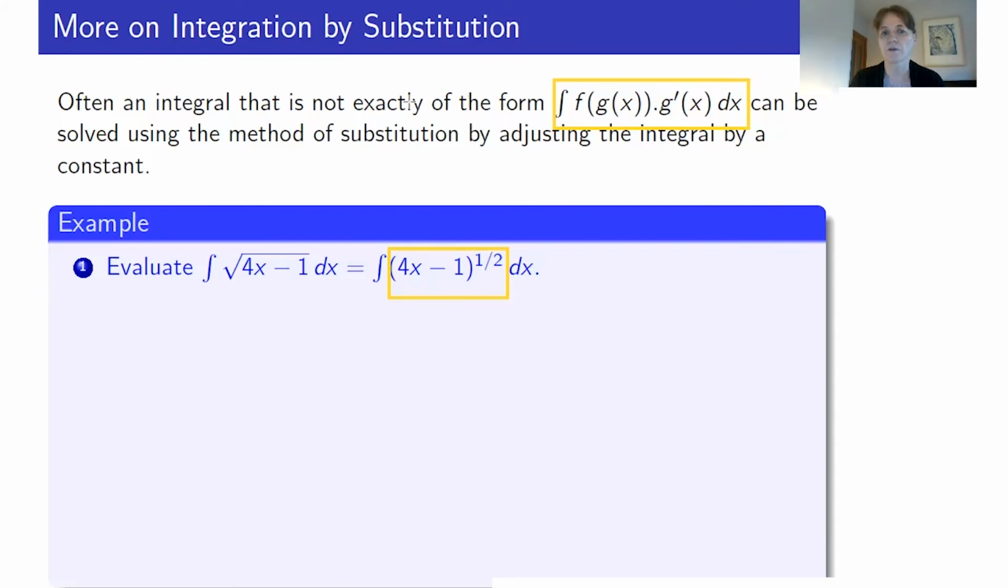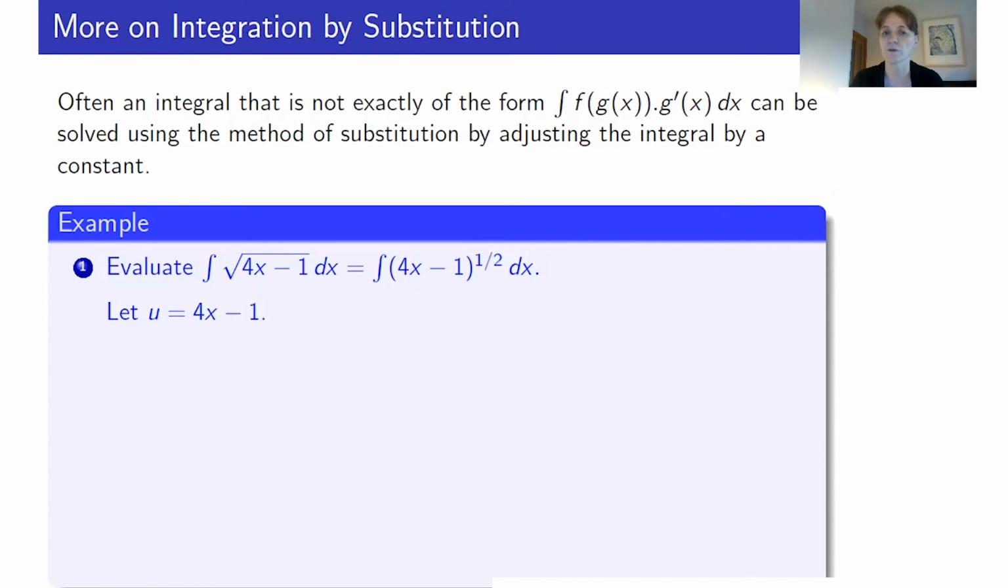Here the derivative of the inner function, or the derivative of 4x minus 1 with respect to x, would be 4. But we don't have a multiplier of 4, a factor of 4 within our integral here. But what we can do is we can put one in and then balance it by also dividing by 4, taking it out, and that would allow us to use the method of integration by substitution as we want to. So we just start as we normally do.